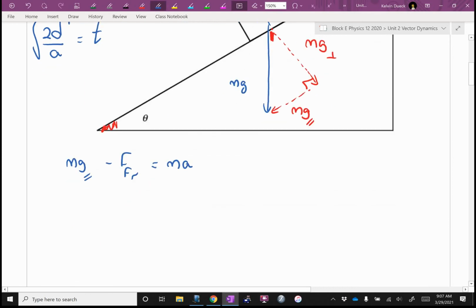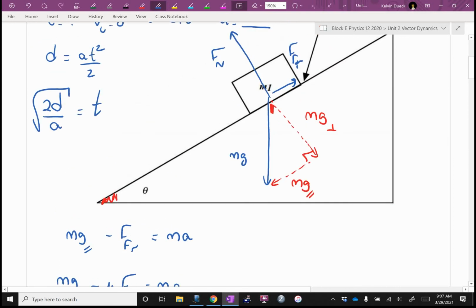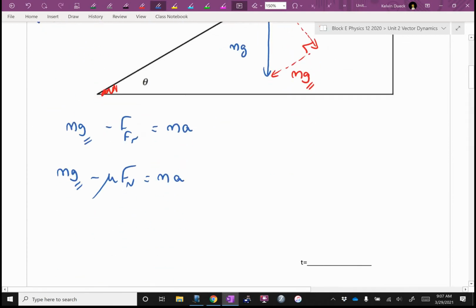Armand, friction is what times what? So it's going to be mg parallel minus mu Fn equals ma. I don't know the normal force. Oh, but look, I know the normal force is the same size as mg perpendicular. It's not mg, definitely mg perpendicular. So I think I can go mg parallel minus mu mg perpendicular equals ma.